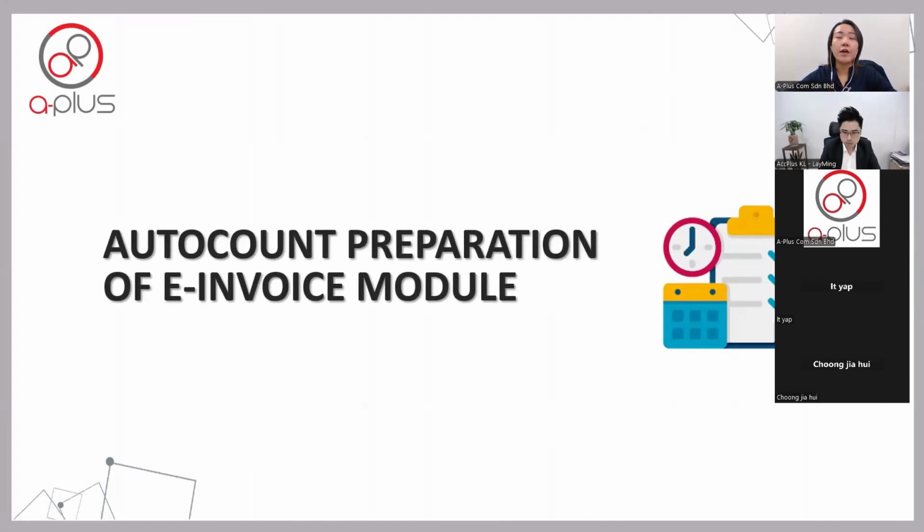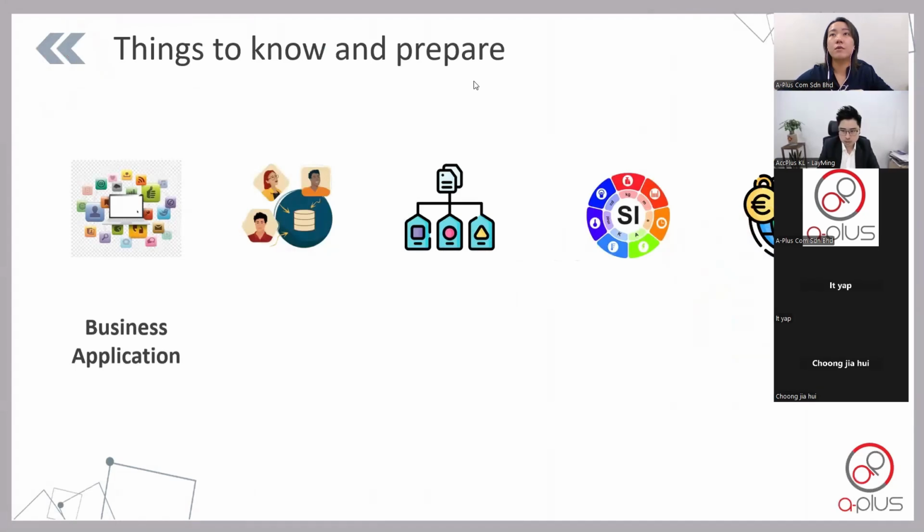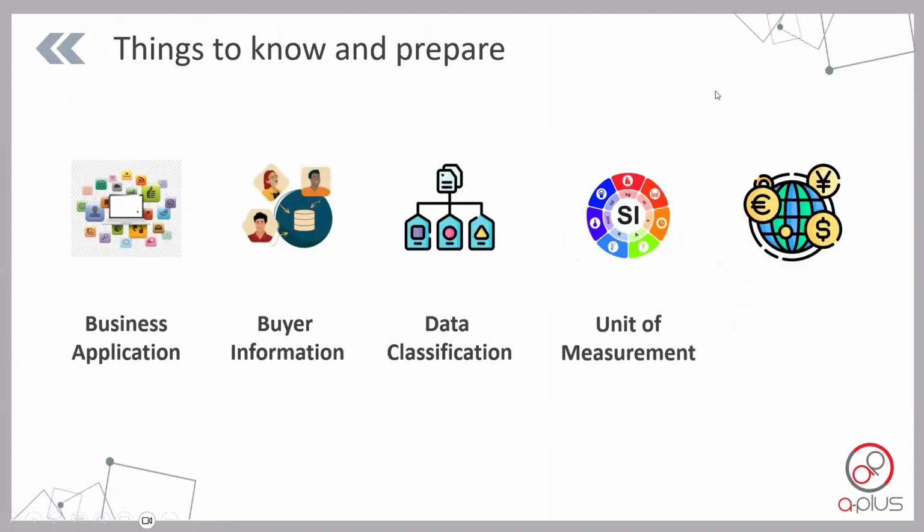Okay, for the Autocount preparations, today we will cover how we are going to handle the 5 master file information in Autocount. First thing is the business application. For existing Autocount users, we will guide you on how to enable the e-invoice in Autocount, but we need to upgrade to the latest version. If you are under the first batch, we got the latest version last week from the HDSF, so we are ready to do the upgrade for you.